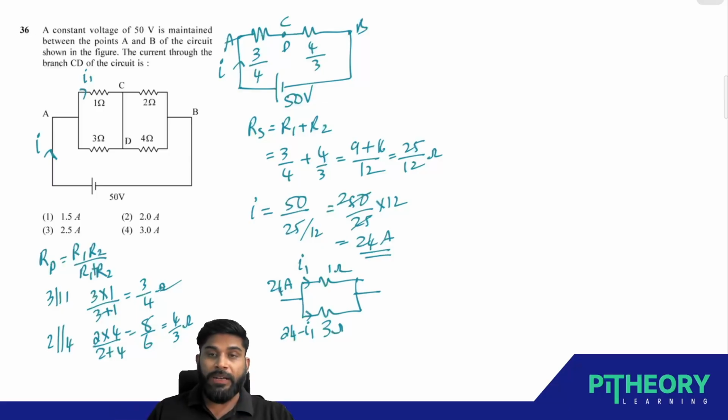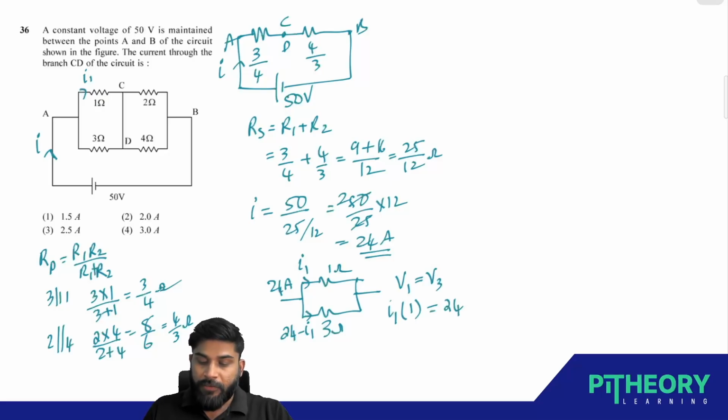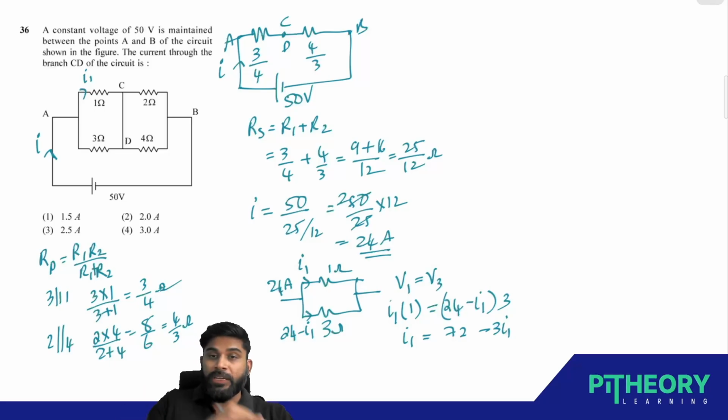Now since they are in parallel, 1 ohm and 3 ohm, the potential across both will be the same. The potential across the 1 ohm will be equal to potential across 3 ohm because they are connected in parallel. Now how do we write the potential across that? I1 into 1 ohm will be equal to 24 minus I1 into 3 ohm. Clear now? So now how do you simplify this? I1 equals 24 3s are 72 minus 3I1. Correct. So now this 3I1, if it comes to left hand side, you will be getting 3 plus 1, 4I1, equal to 72.